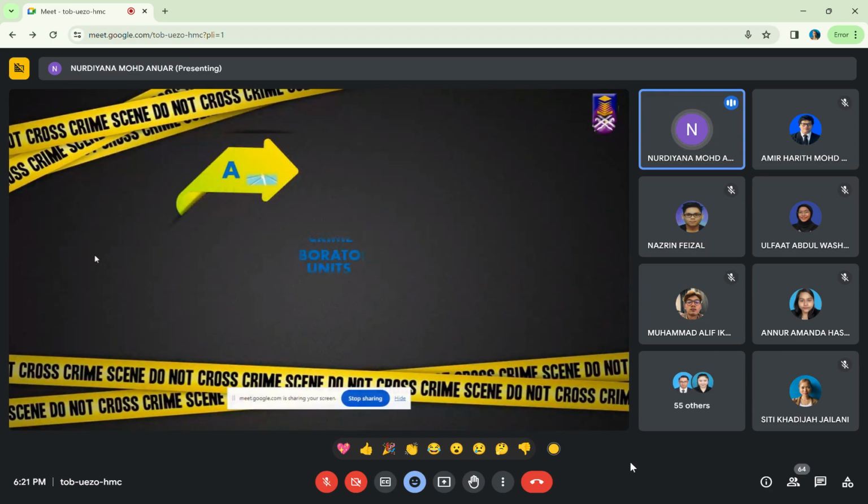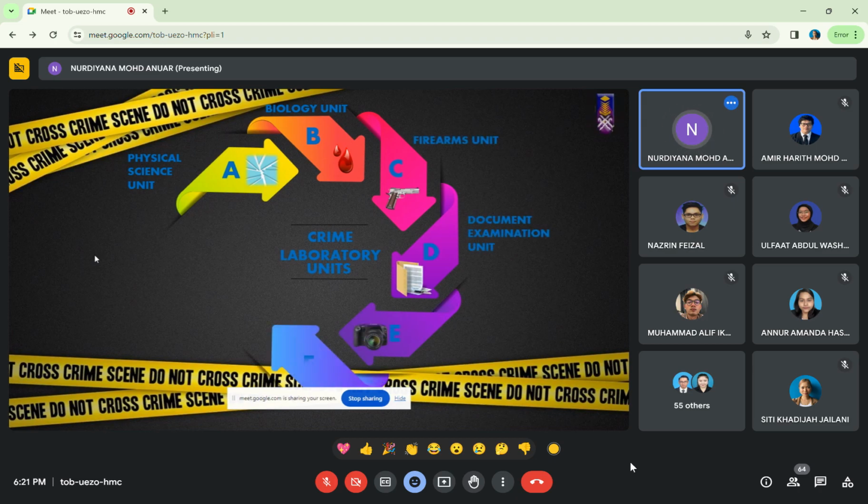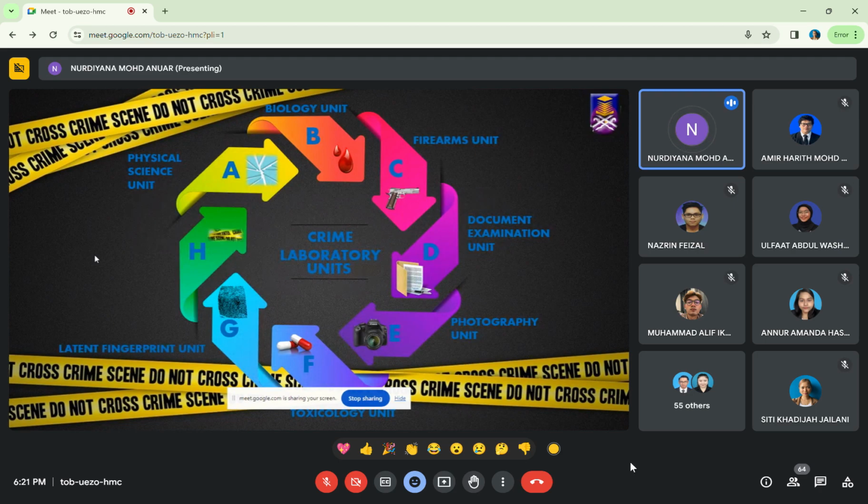Seterusnya, okay, saya masuk berkaitan dengan crime lab units. So actually dekat lab kita ada banyak unit, tak semestinya apa yang saya senaraikan sahaja dekat dalam slide ni. Ada banyak lagi. Cuma saya hanya dapat explain 8 ni sahaja. Okay, kita start dengan physical science unit. So dekat unit ni biasanya kalau dekat Malaysia, ianya dekat Jabatan Kimia lah.